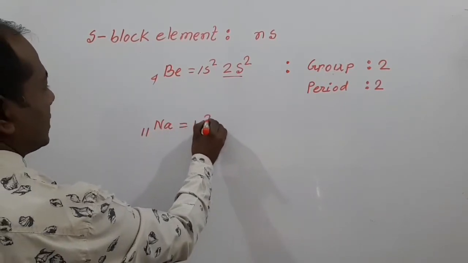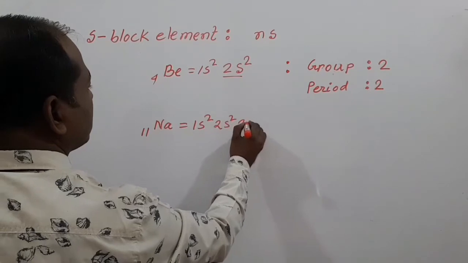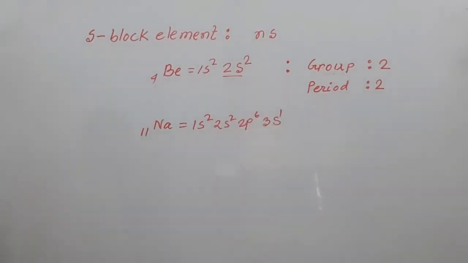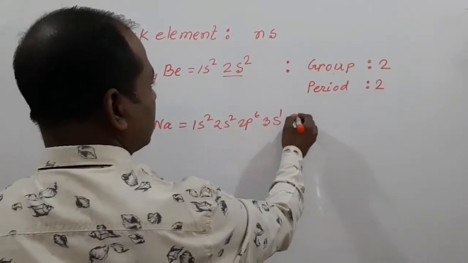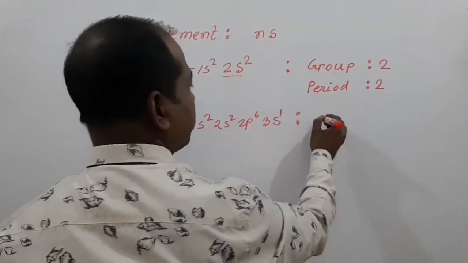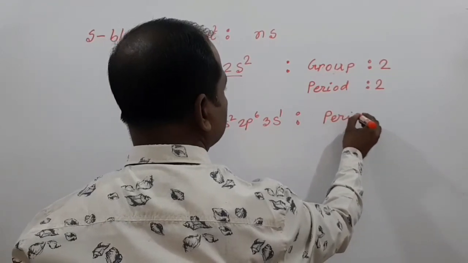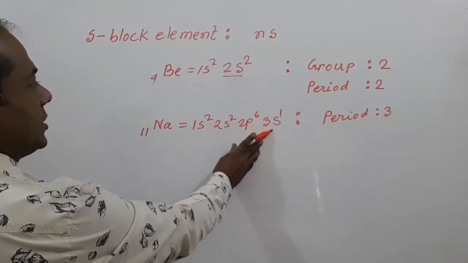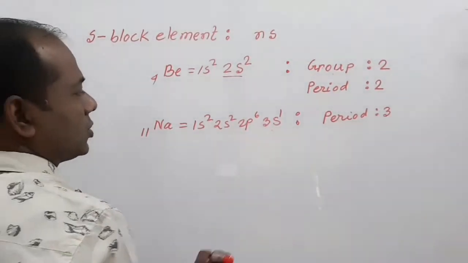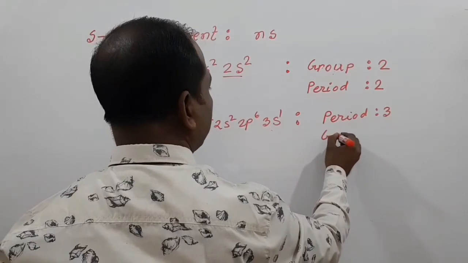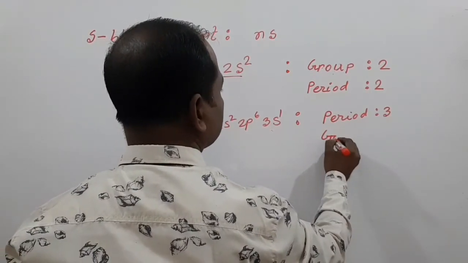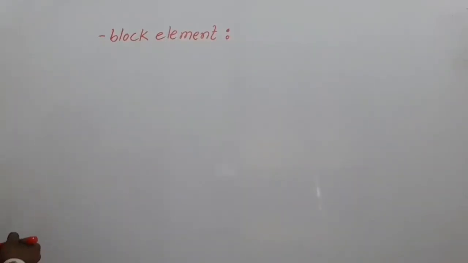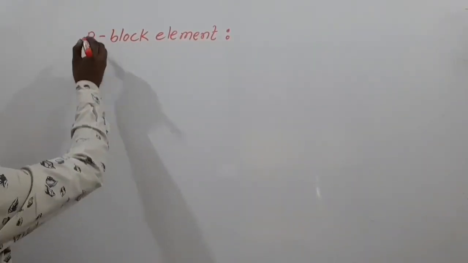electronic configuration 1s2, 2s2, 2p6, 3s1. Here the outermost shell is 3, so sodium is present in period number 3, and here the s orbital contains 1 electron, so sodium is present in group number 1. Now, my dear students, we discuss p block elements.